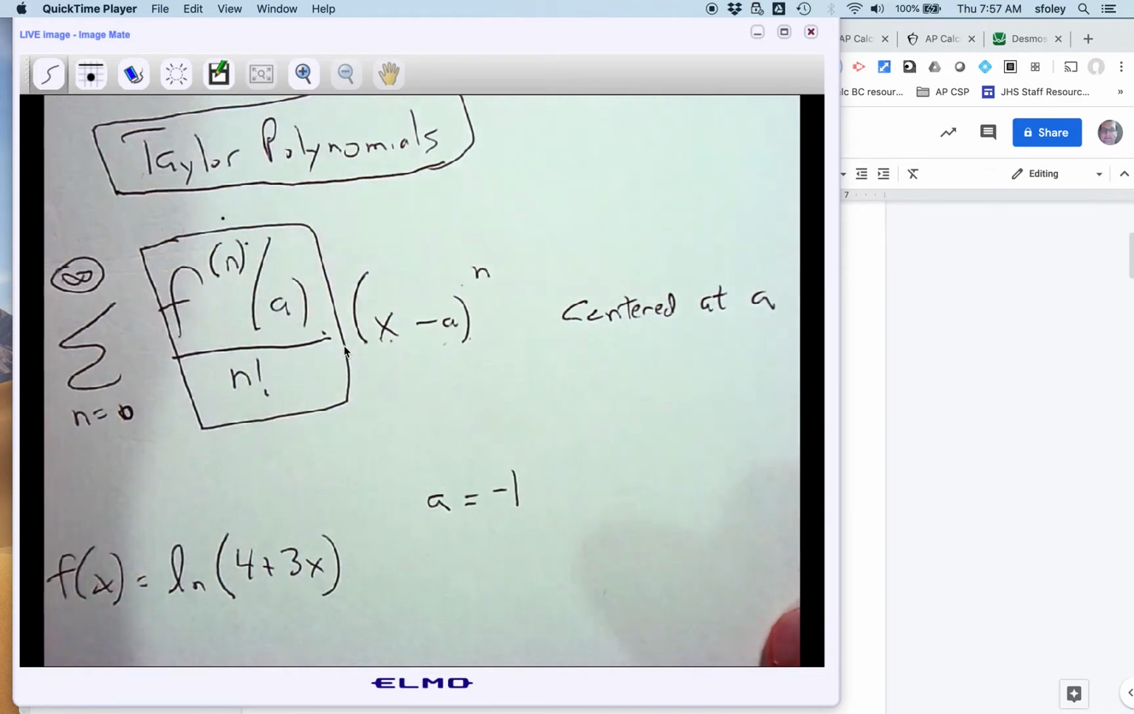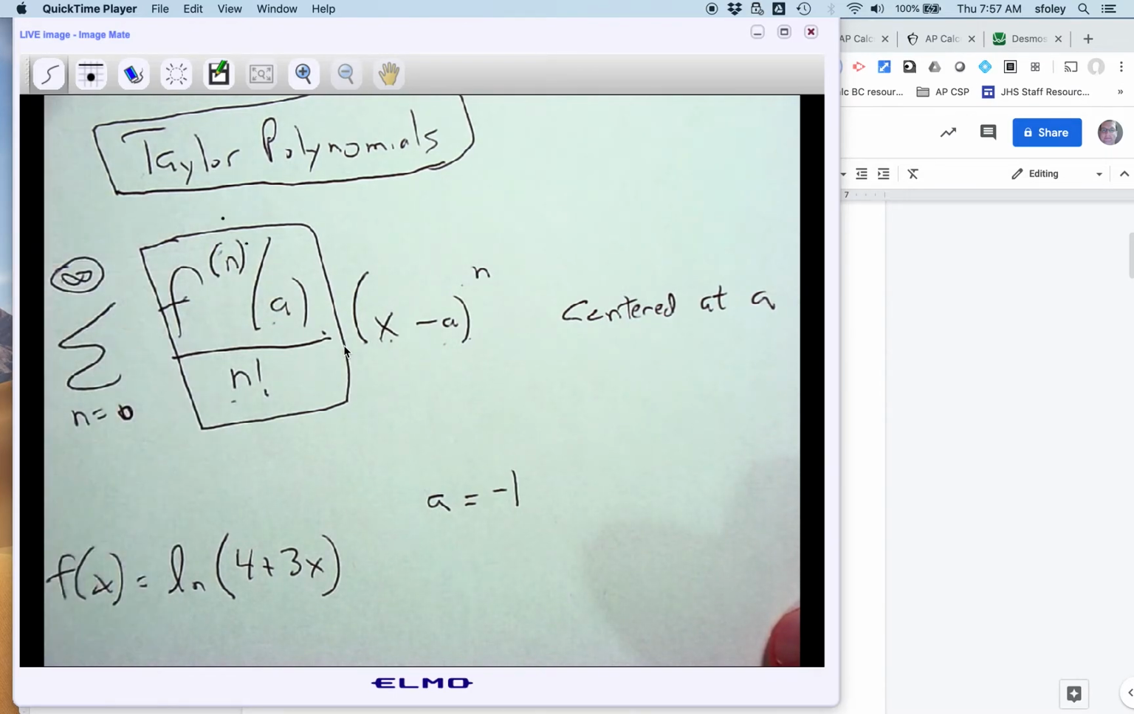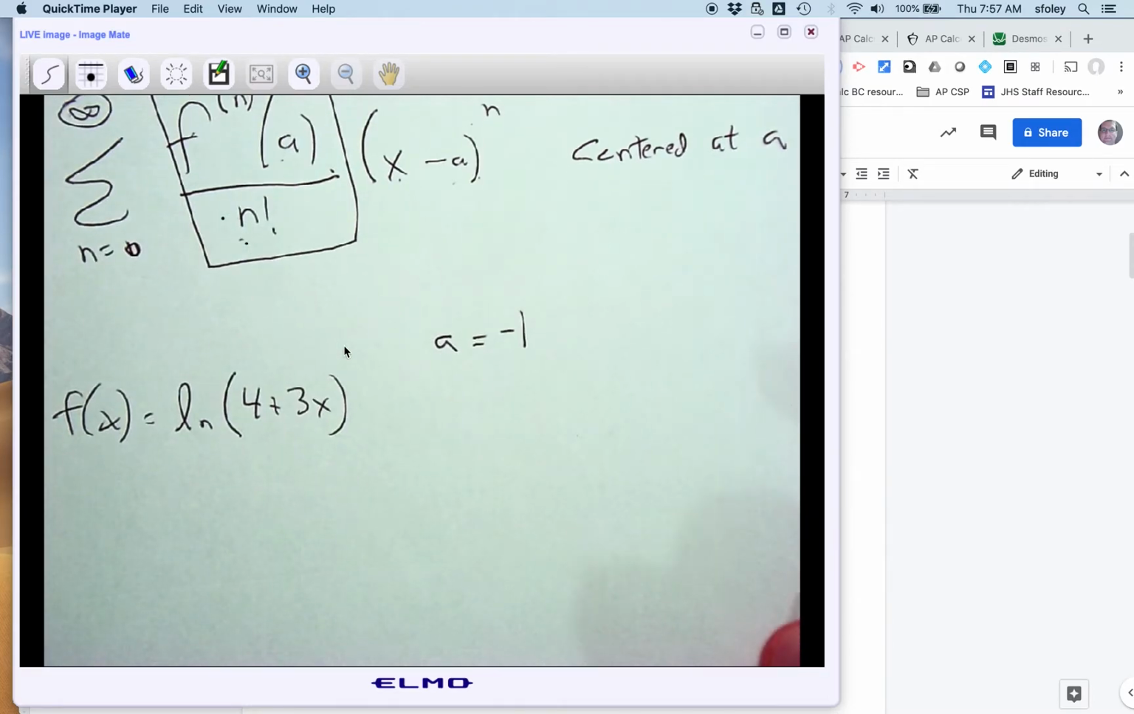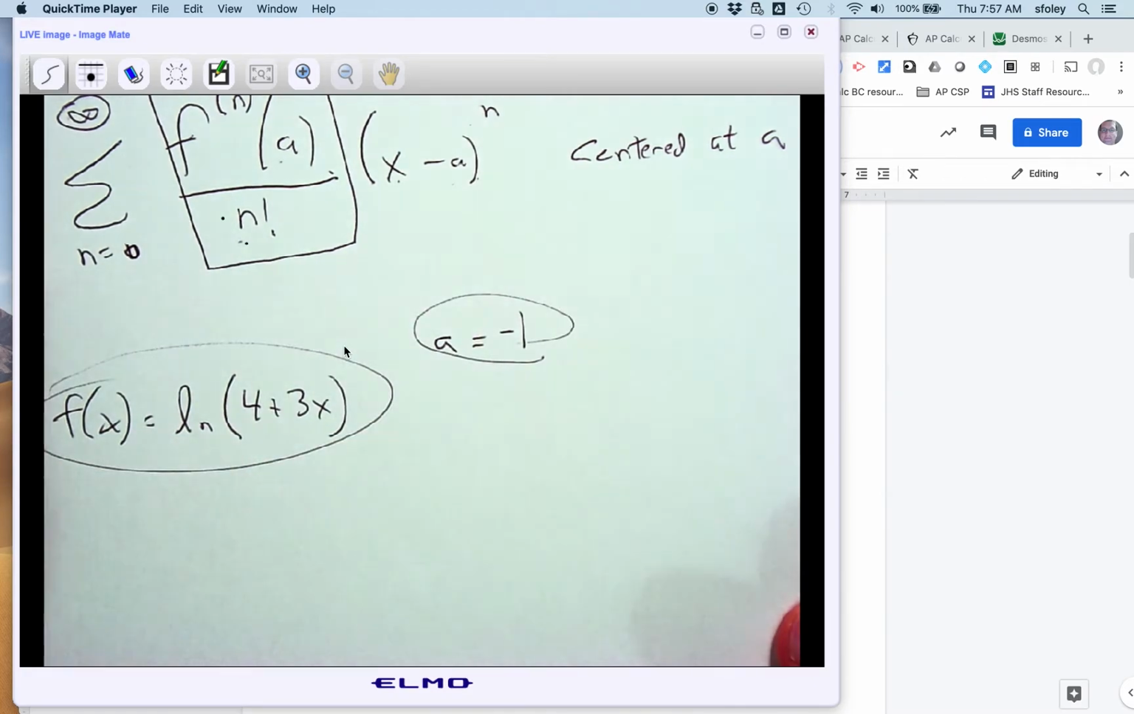This is called the Taylor polynomial coefficient. So it's the nth derivative with a plugged in divided by n factorial. That's the coefficient that goes in front of that nth degree term. And so if you want to sort of build it up from scratch, you've got a function and you've got the center. You take that center and plug it in.